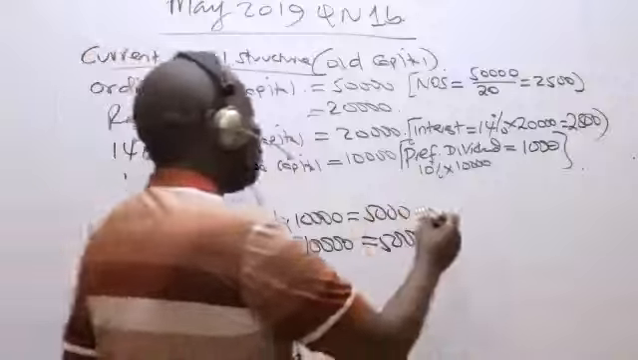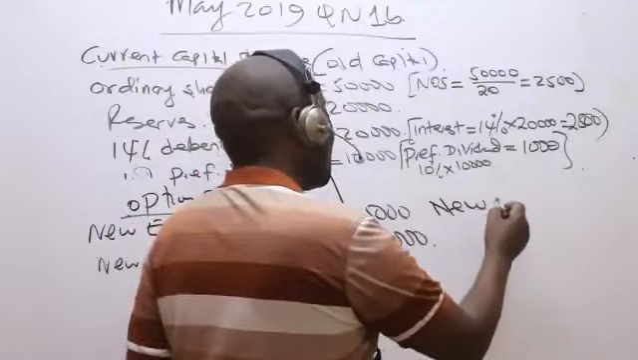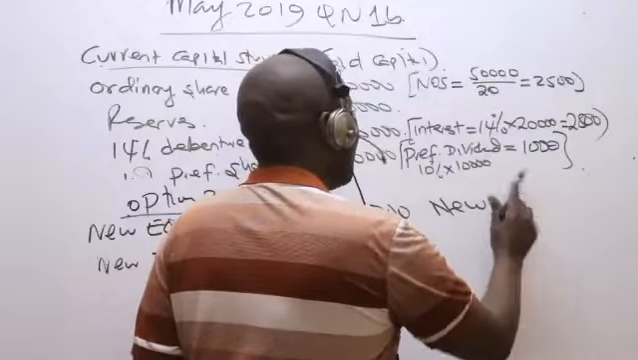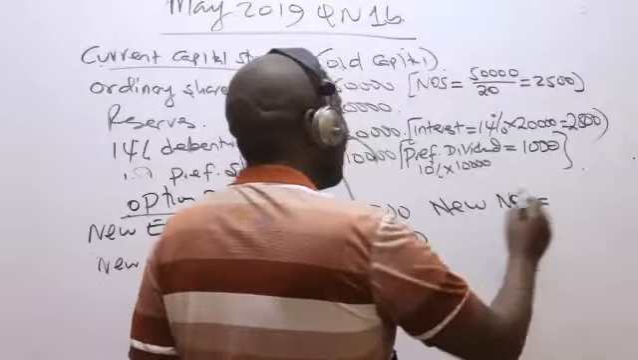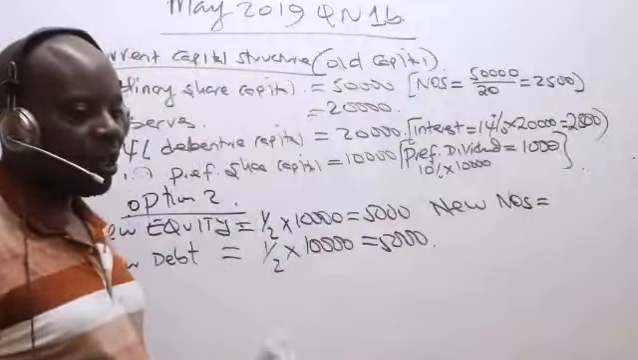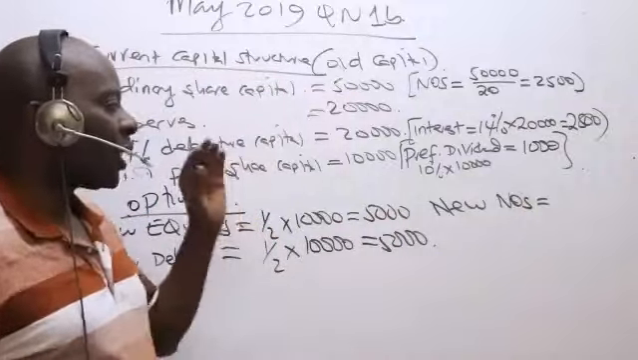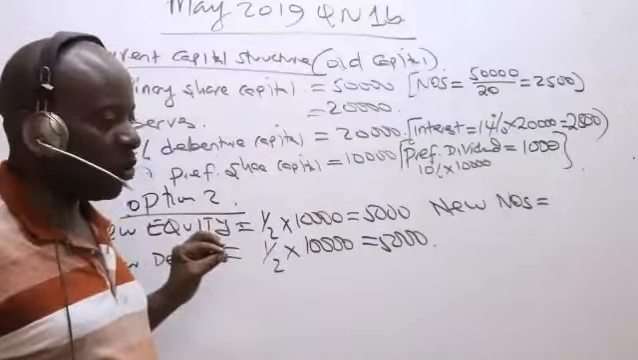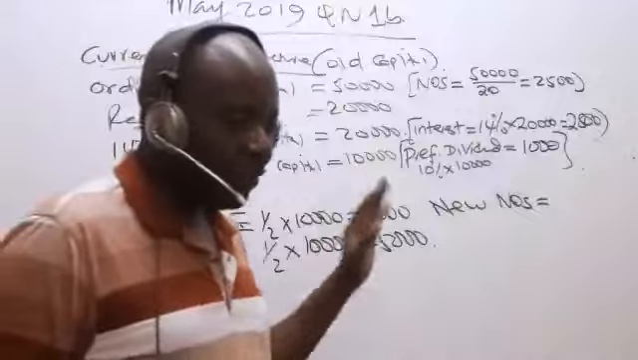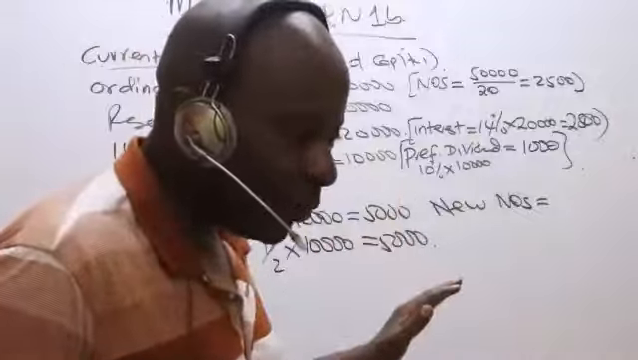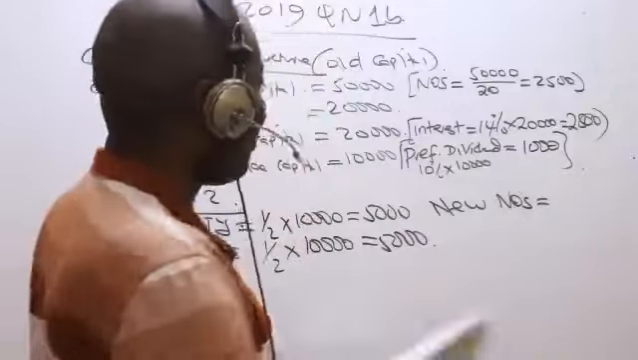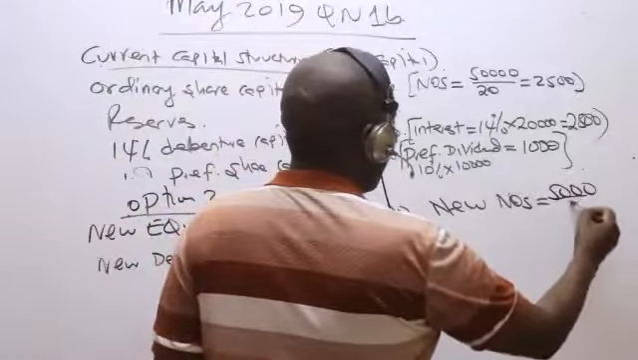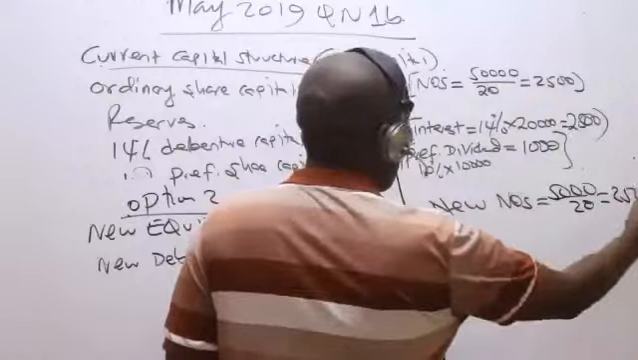Therefore, come and give me the new ordinary shares, the new notes. To get the new notes, ladies and gentlemen, we take the share capital divided by the par value. Share capital is 5,000 and the par value is still 20, which gives me 250.